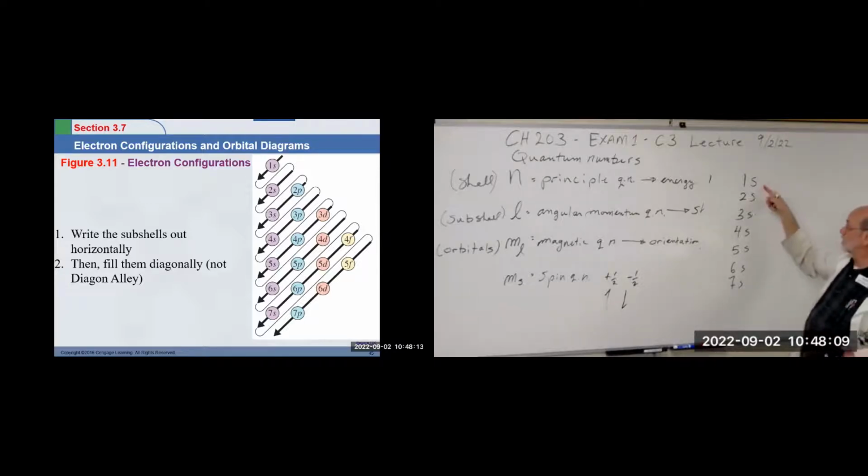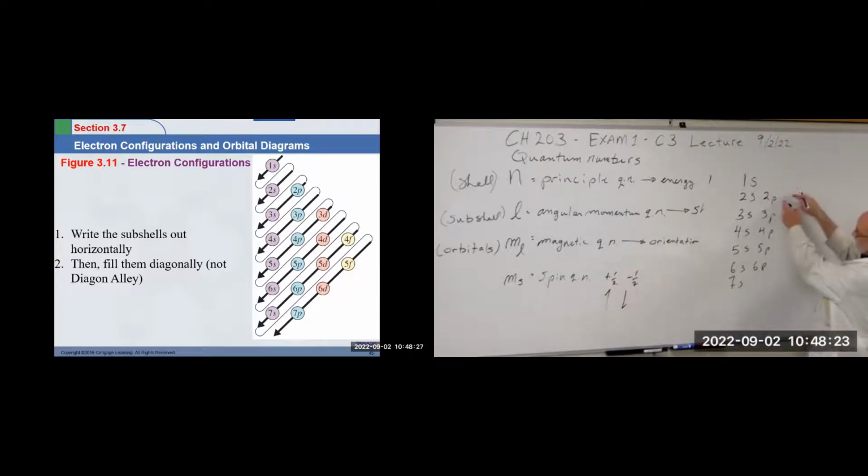It can only have a 0. So this one has a 2P. 3, 4, 5, 6. Probably 6 is enough. P's. And if we write them like this, now we can't have a D over here. We have to go to 3 for D's.